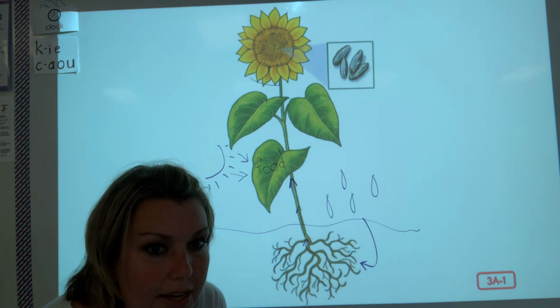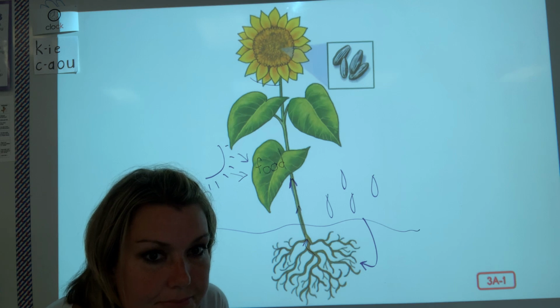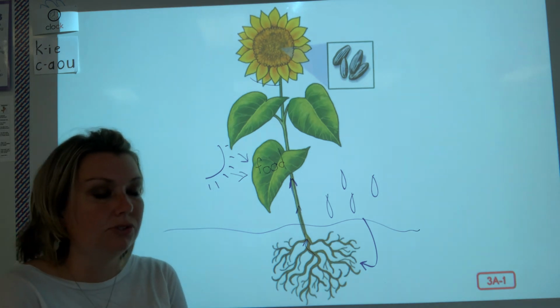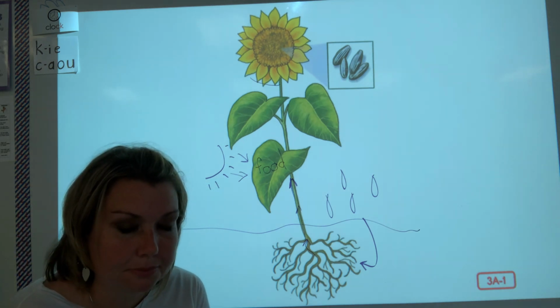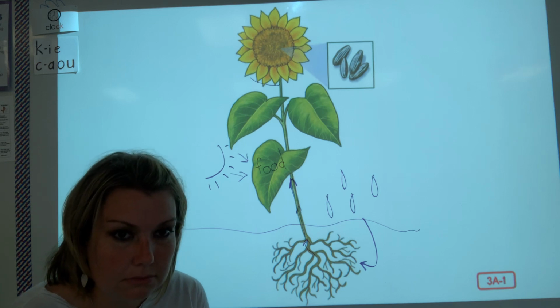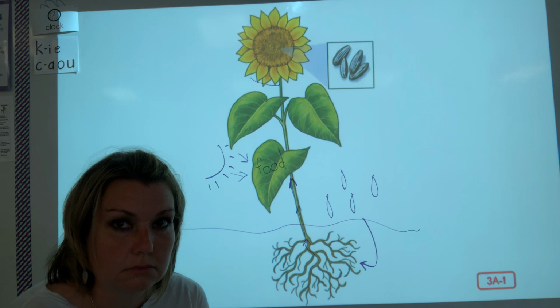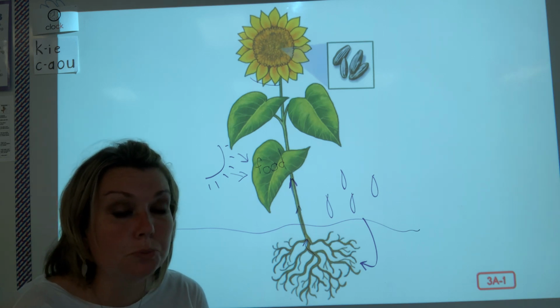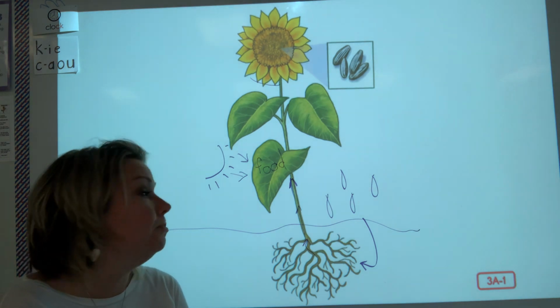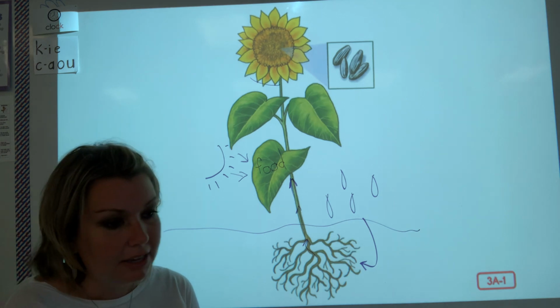Let's try Nicole. What do the seeds do, Nicole? The seeds make the flower. Yes, you can replant the seeds and make a new plant, a flower. Excellent job.